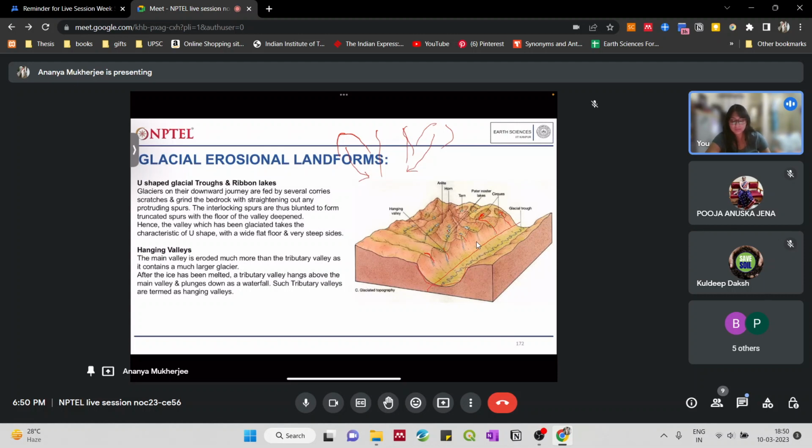Wherever you can see such valleys which are giving the input, the glacier input was over here from this cirque, these are called hanging valleys. Sometimes when the ice has melted, you can also find waterfalls in such hanging valleys. These are also called tributary valleys. This is the main glacier where the movement was happening, and these are all tributary valleys which are giving input to the glacial ice.